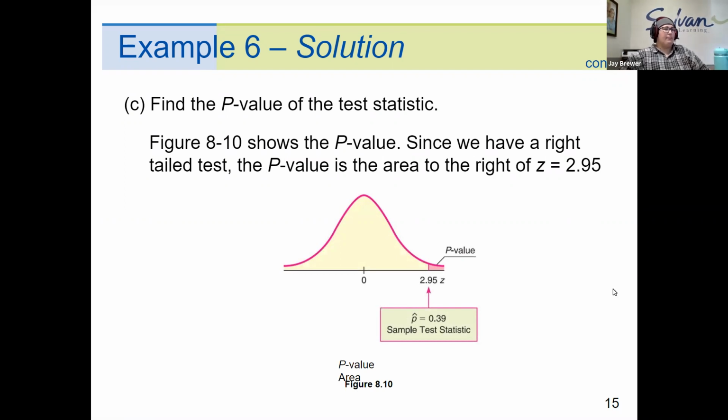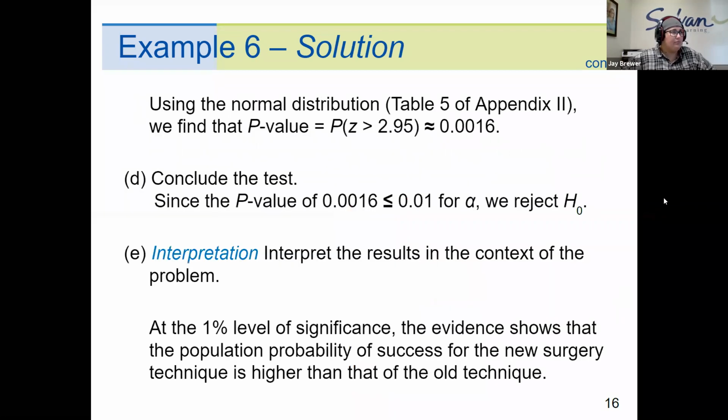Okay. Again, I would definitely get in the habit of drawing these diagrams. Using the normal distribution, you can look at table 5 of appendix 2. We find the value equal to the p-value where z is greater than 2.95 to be 0.0016. Concluding the test, since the p-value is 0.0016, it is less than or equal to 0.01 for alpha, so we reject the null hypothesis.